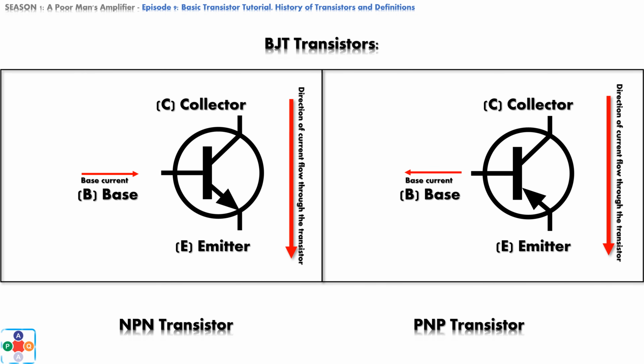In this video, and moving forward, we will deal with two basic types of BJT transistors, the NPN and PNP transistors. The BJT stands for bipolar junction transistor. A BJT is a solid-state device in which the current flow between two terminals, the collector and the emitter, is controlled by the amount of current that flows through a third terminal, the base.